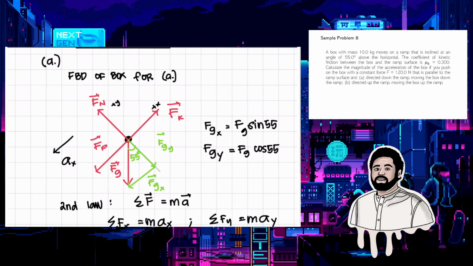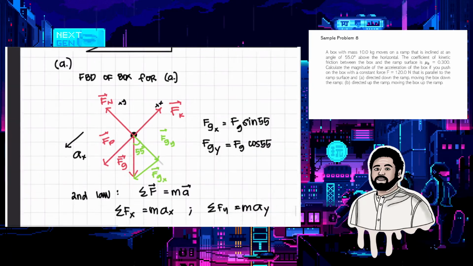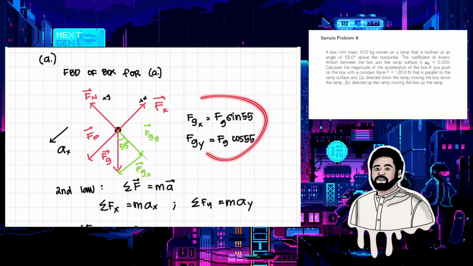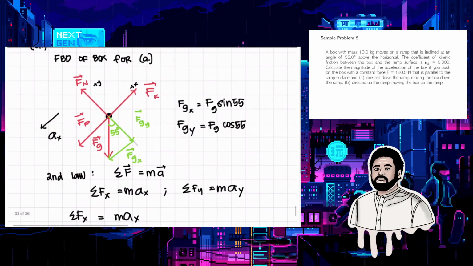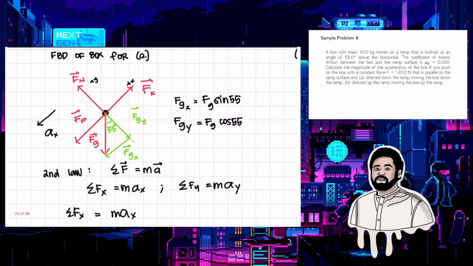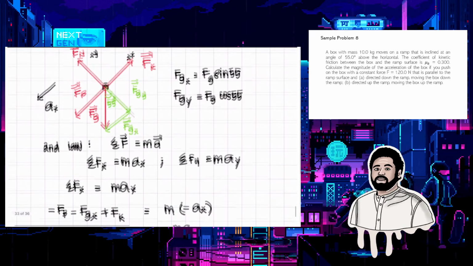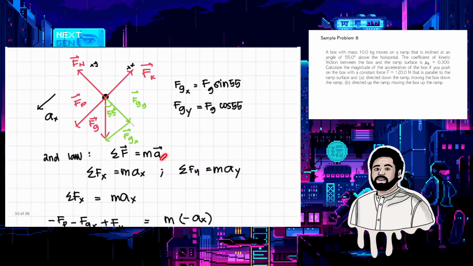Okay, so we have to decompose our vector Fg into components Fgx and Fgy. We now have these two. Okay, so please review if you forgot about how to get this one and why this is 55 degrees. That's from our previous sample set of problems. So, second law, summation of forces is equal to ma.